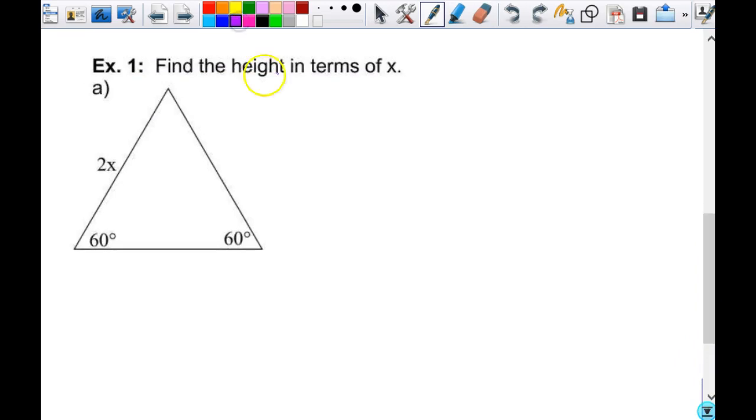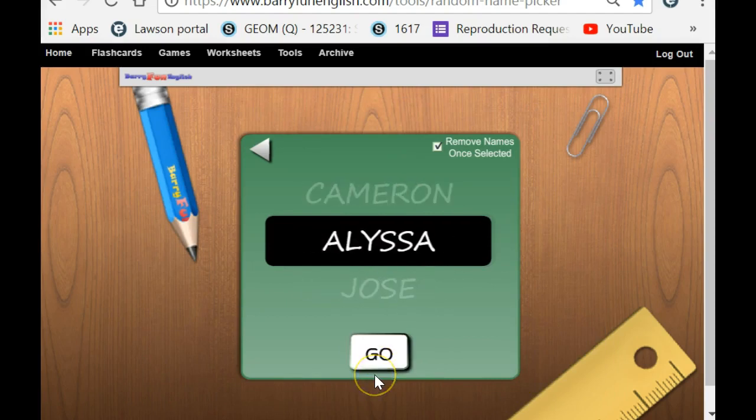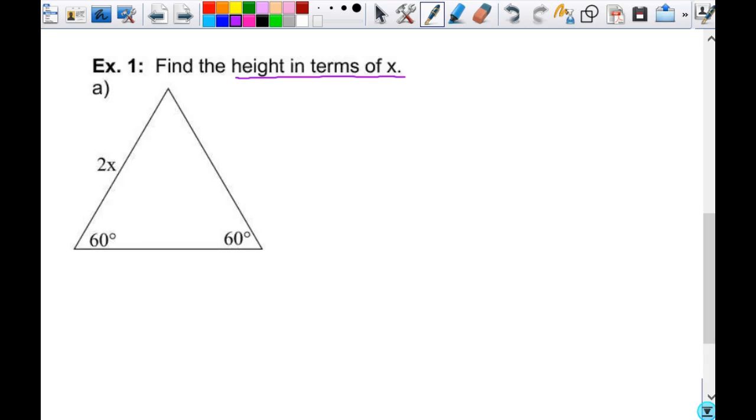So this part right here, height in terms of x, I want to know what that means from Ellie. Height in terms of x. Can you explain to me what that means? You weren't here yesterday, were you? Okay, so that's okay. Just tell me what you think that means. Exactly, that's all it means. See, she wasn't even here, right?